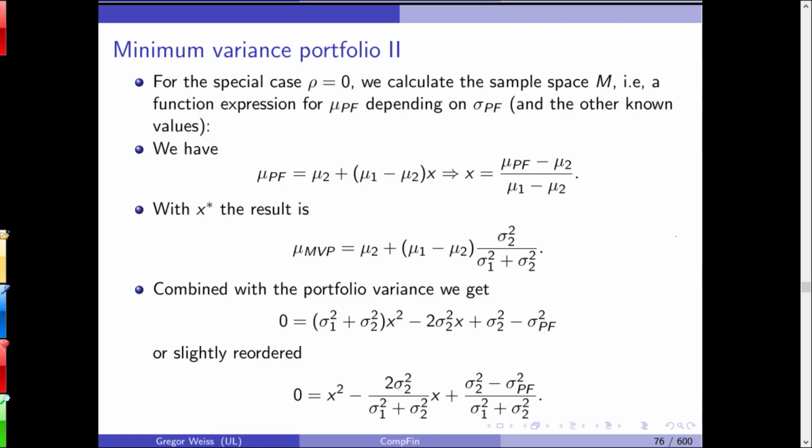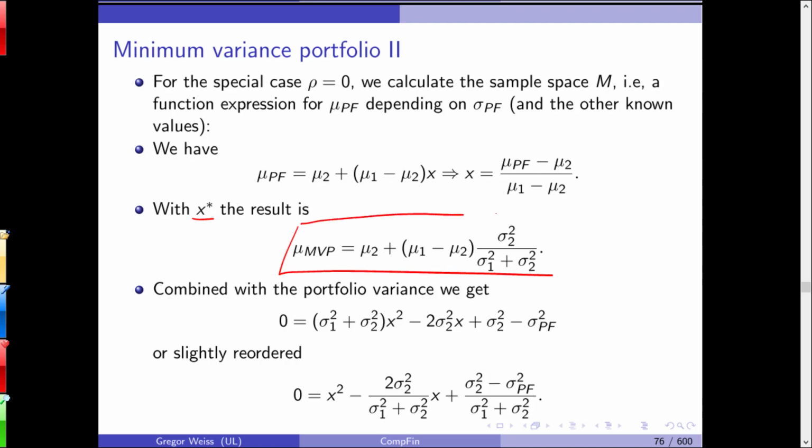And now we'll talk about the special case of rho equal to 0. So no correlation at all. Again, we'll have a look at the functional expression of the expected portfolio return and the volatility. Again, you will see x and the MVP.